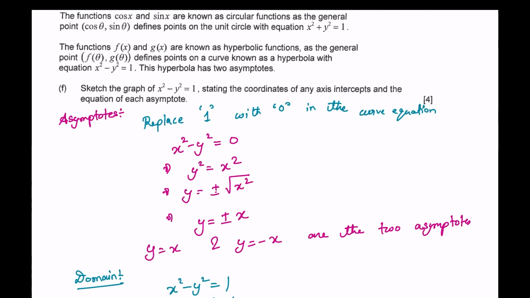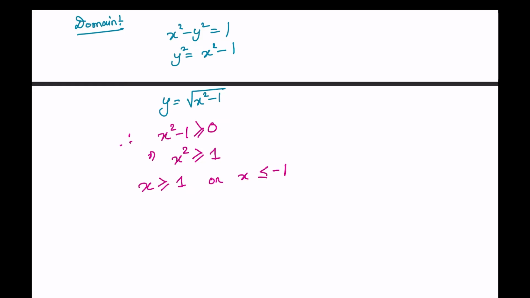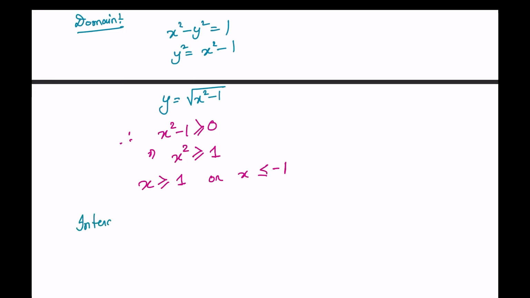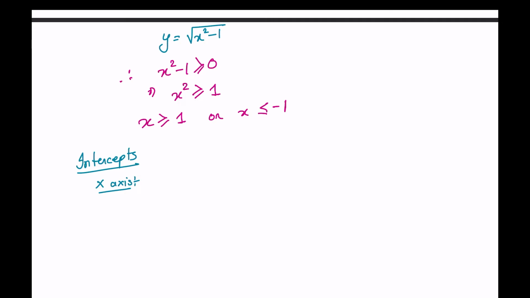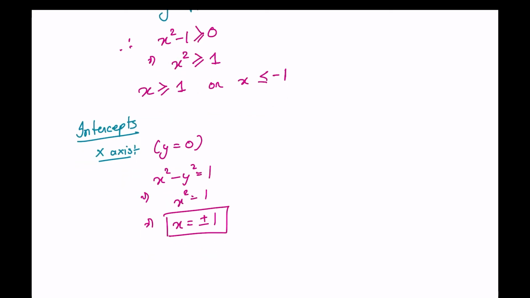Now the intercepts. Let's find out the x-axis intercepts, because we just need them. So x-axis intercept means y will be equal to 0 at that point. So x square minus y square equals 1, plug y as 0, so x square equals 1. So x will be equal to plus minus 1. So these are the two intercepts on the x-axis. So we are now good to go. We have most of the information which we need in order to draw this hyperbola.